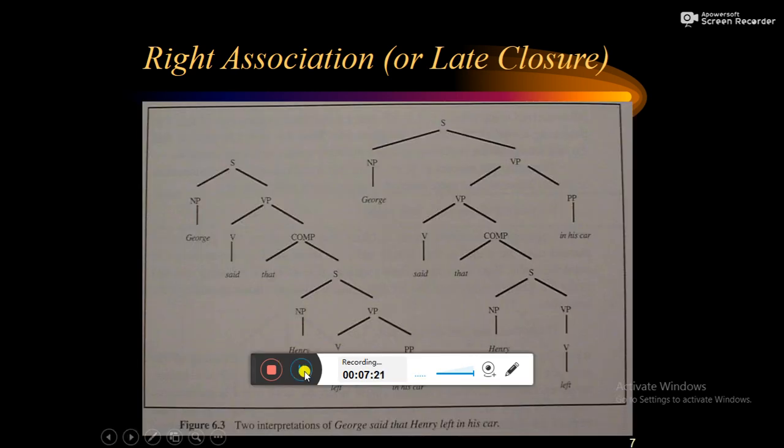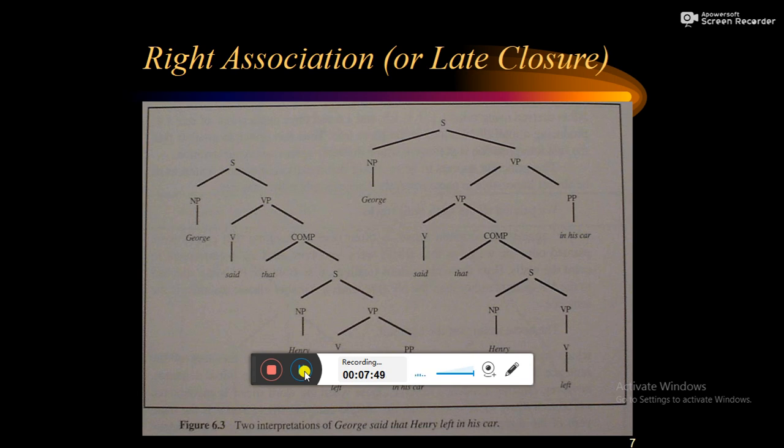Here are two representations shown for the sentence "George said that Henry left in his car." The two interpretations are shown in the figure. Both are correct. The former attaches the PP to the VP immediately preceding it, whereas the latter attaches the PP to a VP higher in the tree. Thus, the right association principle prefers the former.